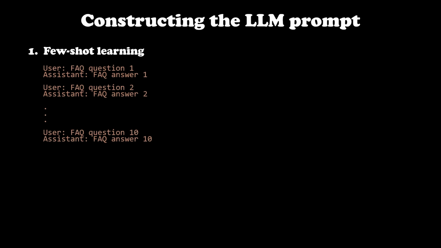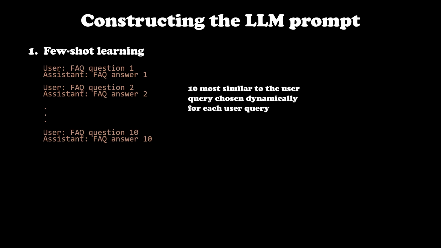Few-shot learning is simply some examples of how the LLM should respond. They are user-assistant paired responses. In the case of Bob, we are using the 10 most similar FAQ question and answer pairs to serve this purpose.